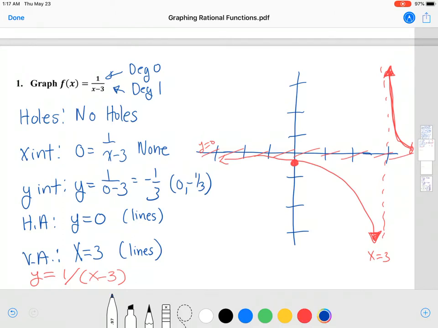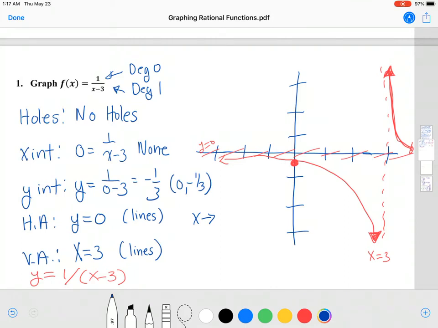Now we have some new notation to learn here for end behavior. We talked about end behavior before with arrow notation, where we said as x goes to positive or minus infinity, y goes to positive or minus infinity. Now we're going to actually add in a little bit more to that arrow notation.